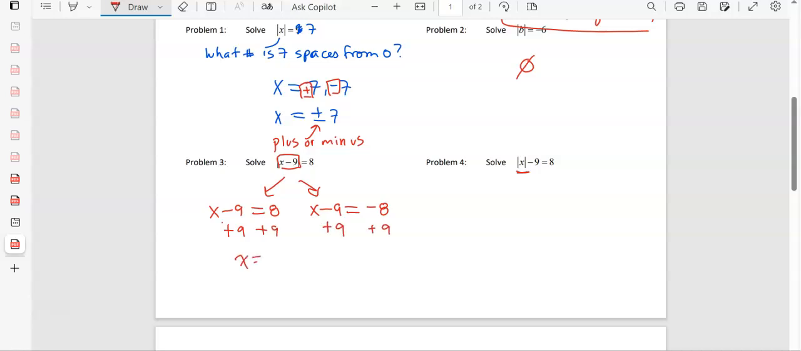I get x equals 17 for my first solution and x equals 1 for my second. So what numbers minus 9 are 8 spaces away from 0? 17 and 1. I'm going to confirm that with a check. So I'm going to have to erase some things that I did. So is the absolute value of 17 minus 9 equal to 8? Oops, it should be a 9.